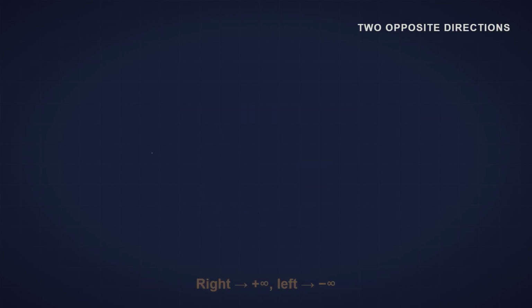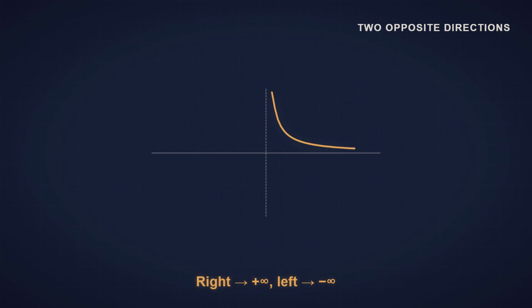Now approach 0 from the negative side. 1 divided by negative 1/10th is negative 10. 1 divided by negative 1/100th is negative 100. The values fall without bound. The right side of 0 races upward, the left side races downward. They do not meet somewhere beyond the edge of the drawing. A function cannot take two opposite values at the same input.